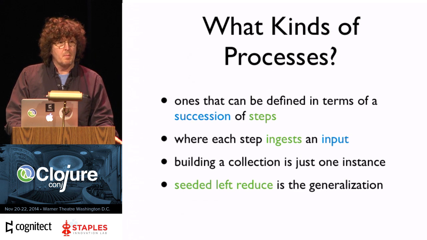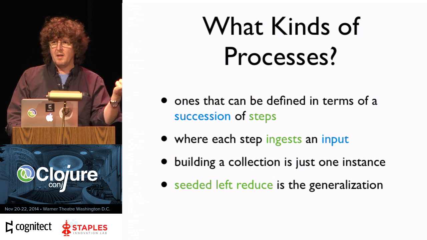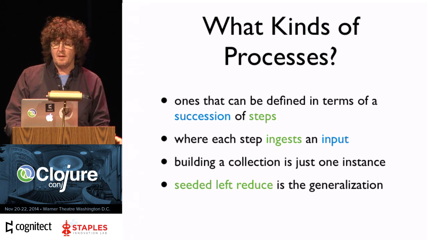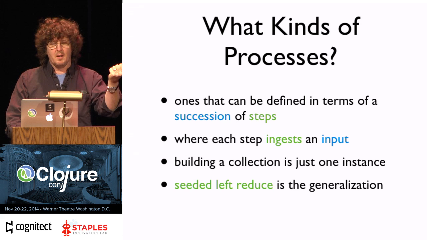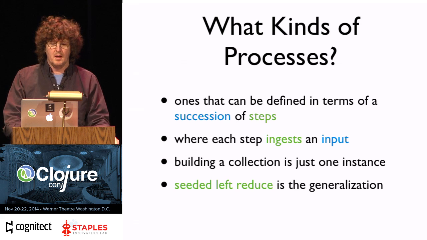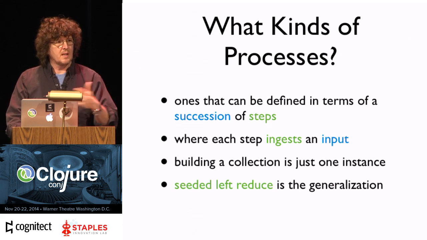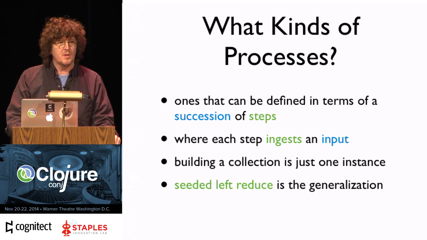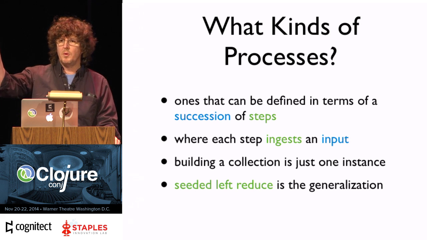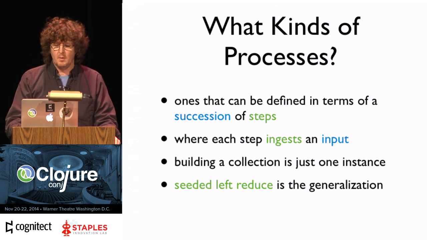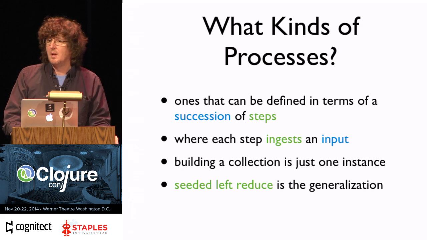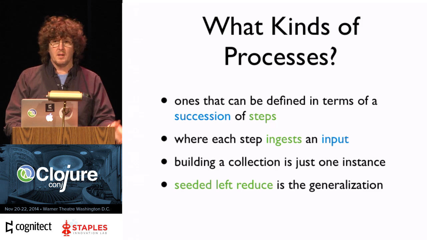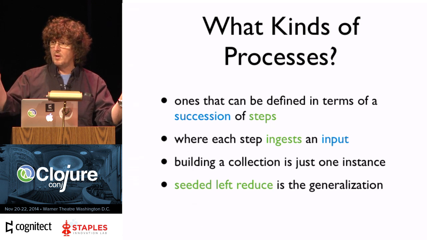So when we talk about being able to modify a process, what kind of process? I mean, there's a lot of processes with a lot of different shapes, and it ends with the transducers can transduce one particular kind of process, which is pretty generic, right? Which is any process that can be defined as a succession of steps, where each step takes some new input and incorporates it in the process. Building a collection is an example of that kind of process, right? You have a collection so far, and you have one new thing, and you add it to the end.